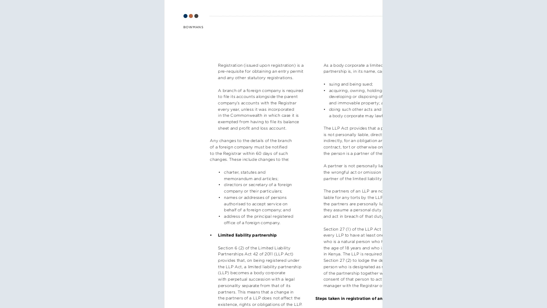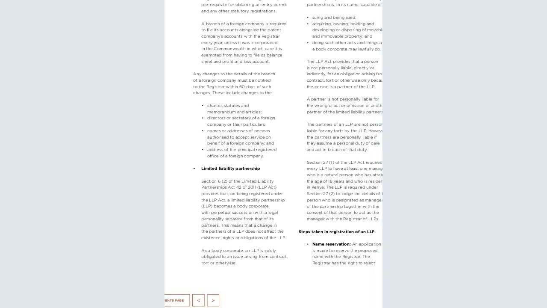Good. So we were still on registration of companies. We had said, in case somebody wants to register a branch of a company, maybe a foreign company, as a branch in Kenya, he has to follow those regulations that we have talked about. So any changes to the details of the branch of the foreign company must be notified to the registrar within 60 days of such changes.